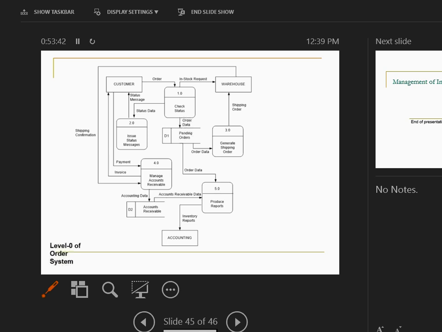The diagram doesn't try to say, let's get detailed about how. This is just kind of talk about the what.